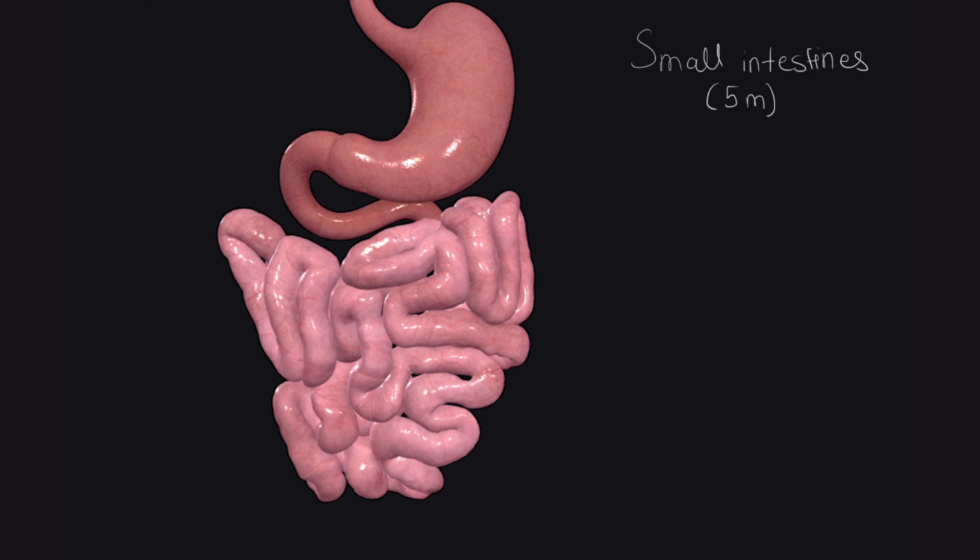Let's look at the small intestinal tract. A typical small intestinal tract is about 5 meters long and is divided into three parts: the duodenum, the jejunum, and the ileum.